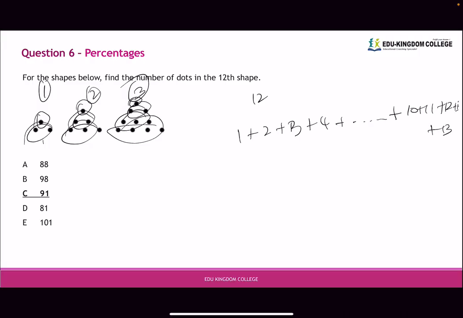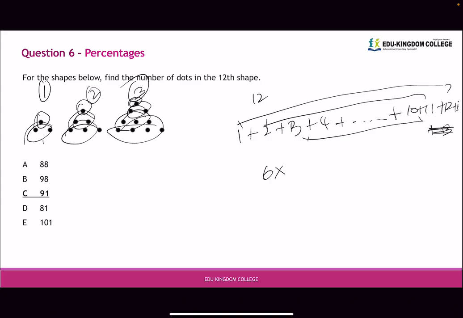So if we want to make pairs, there's 13 terms here. Let's make pairs without the 13 first. So we would go 1 plus 12, 2 plus 11, 3 plus 10. Those are all pairs of 13. We have 12 terms, so 6 pairs of 13, plus the final 13 that we left out here. So that would have given you 7 times 13, which is 7 times 10, 70, plus 7 times 3, 21, equals 91. So C.